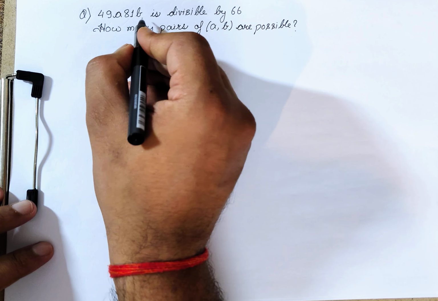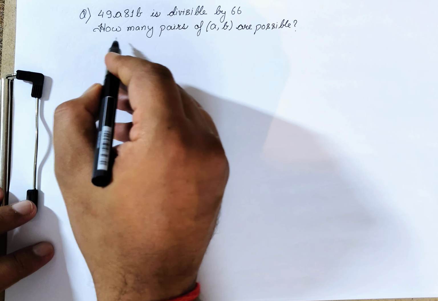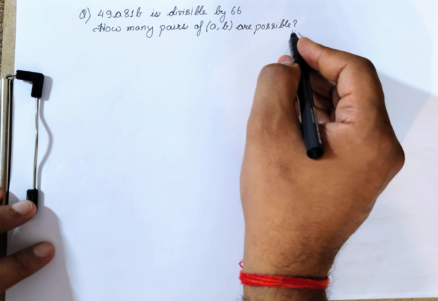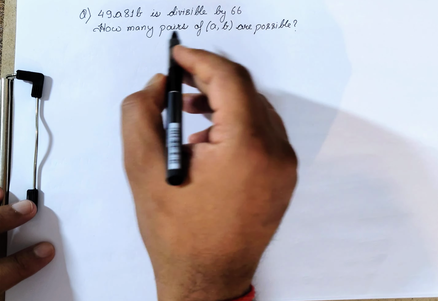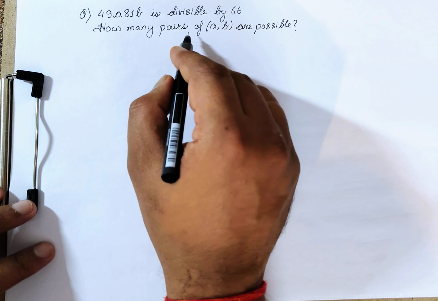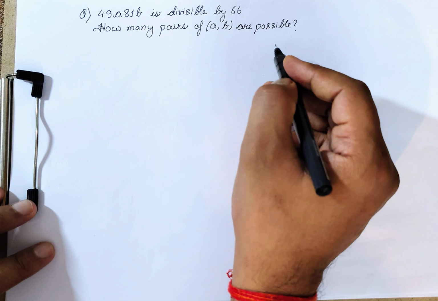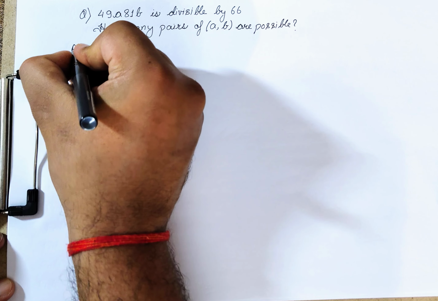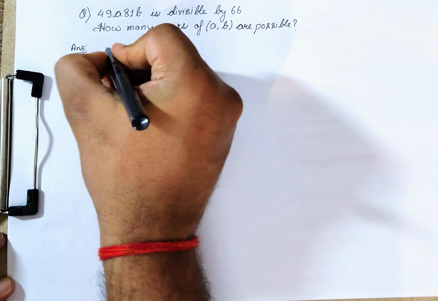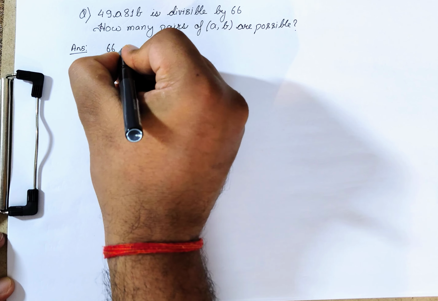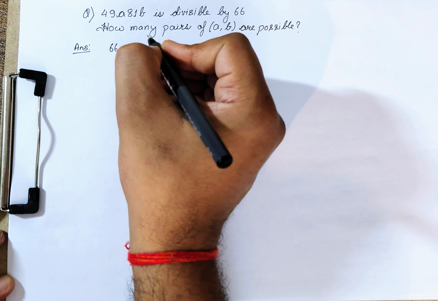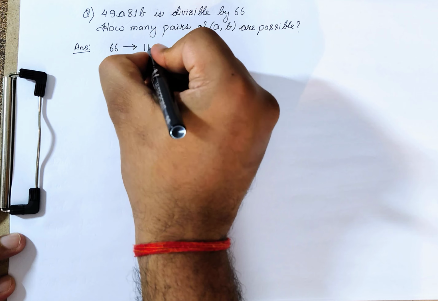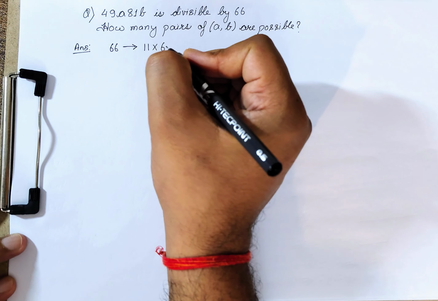49A81B is divisible by 66. How many pairs of A, B are possible? Here the number of pairs of AB that are possible is asked. So let's see. It says that the number is divisible by 66, and 66 is a composite number which we can write in co-prime form as 11 into 6.